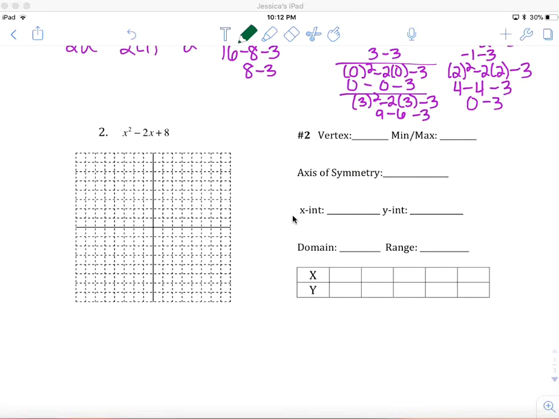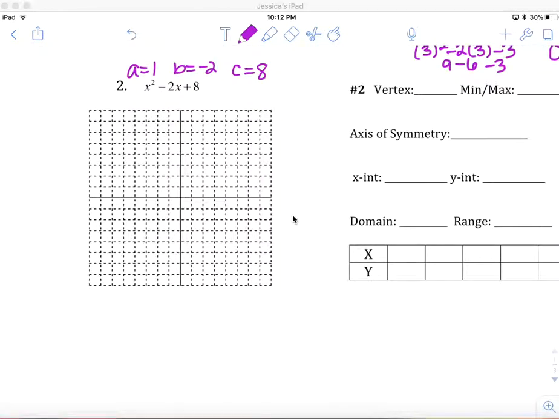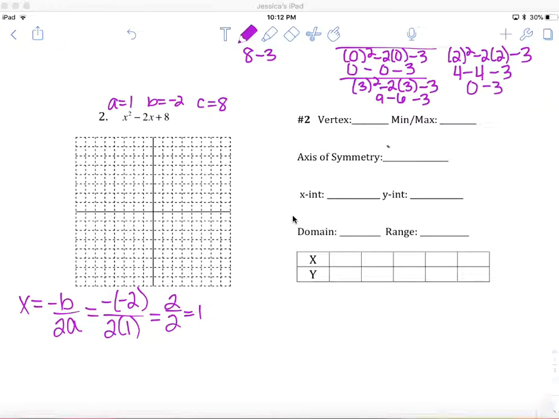Let's move on to number 2. First, I need to name A, B, and C. So for this problem, A is 1, B is negative 2, and C is 8. When I plug this in to my axis of symmetry formula, opposite B over 2A, I have the opposite of negative 2 over 2 times 1. This simplifies to 2 over 2, so my axis of symmetry is at x equals 1. This is where I'm going to center my table.